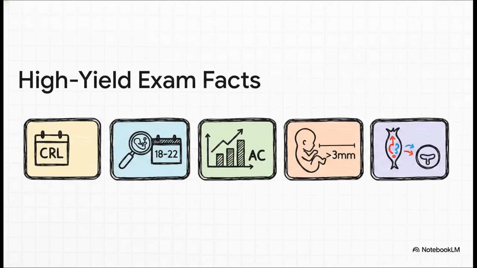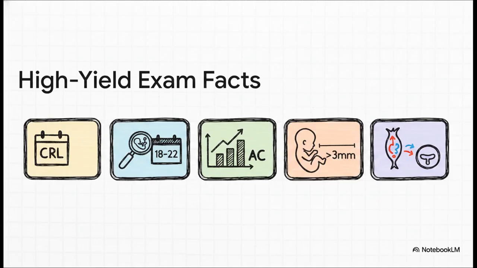Okay, and here are the absolute must-know facts for your exams. Ready? Let's run through them. 1. Most accurate dating, first trimester CRL. 2. Anomaly scan timing, 18 to 22 weeks. 3. Most sensitive for growth, abdominal circumference. 4. Key marker for aneuploidy, NT greater than 3 millimeters. And 5. What does Doppler assess? Placental resistance and fetal well-being.